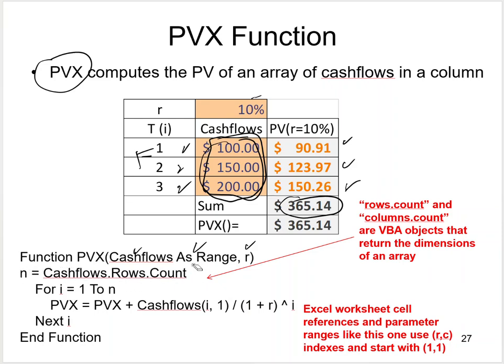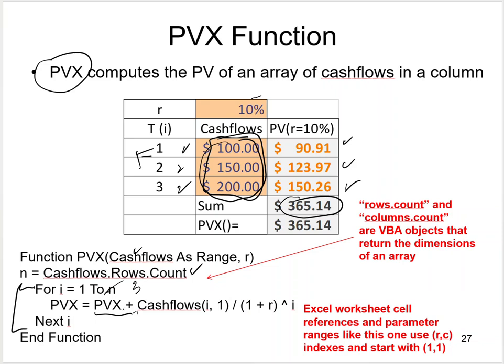Okay, so I figured out there are 3 rows in cash flows. Why do I need to do that? Because I want to do a For loop to make 3 calculations. And if I highlighted 5 cash flows, it needs to make 5 calculations. So I figure out how many rows are in cash flows, and then I say For I equal 1 to n, or in this case 3. PVX equals PVX plus. So hopefully you know what that means when you see a variable name equals a variable name plus, it's going to aggregate, keep adding to itself. And notice what I'm doing here.